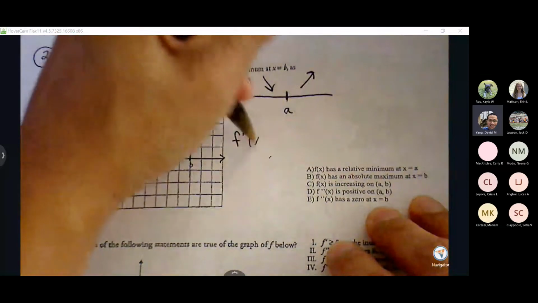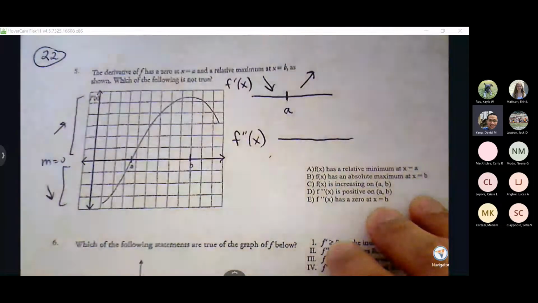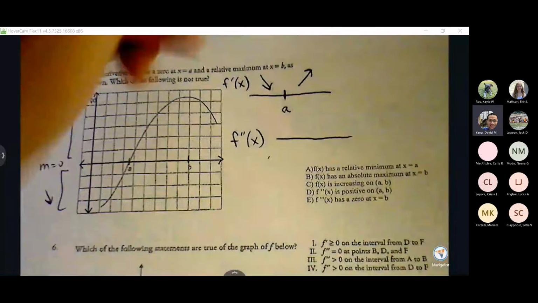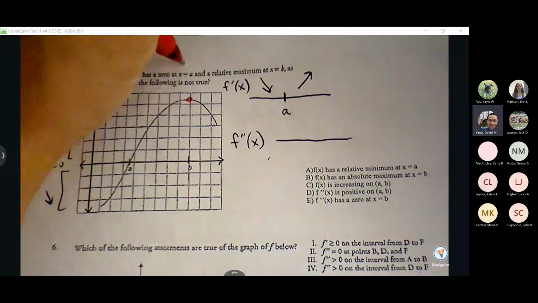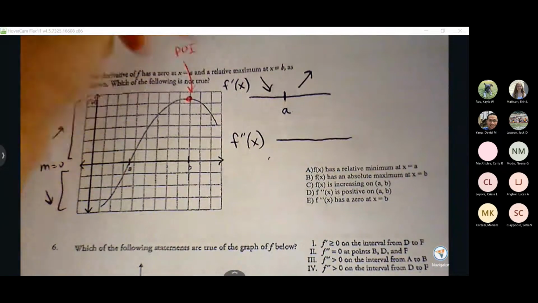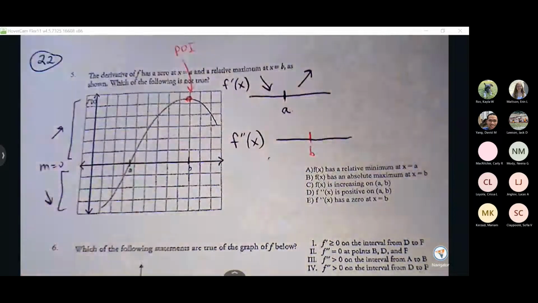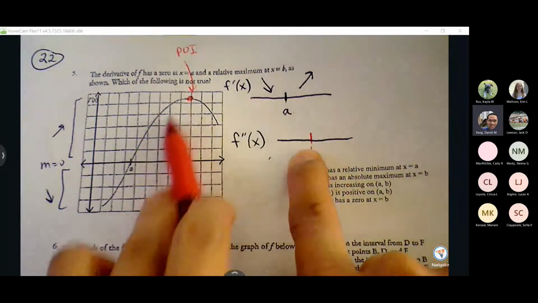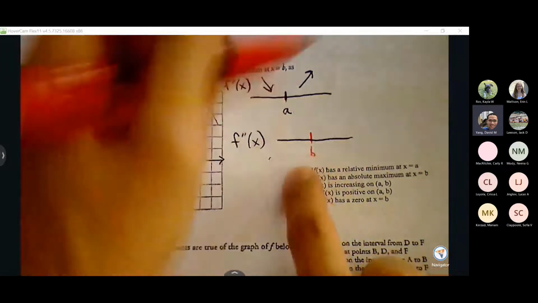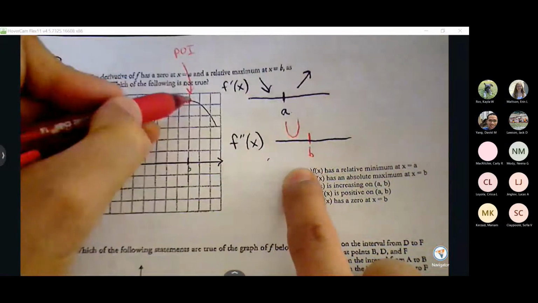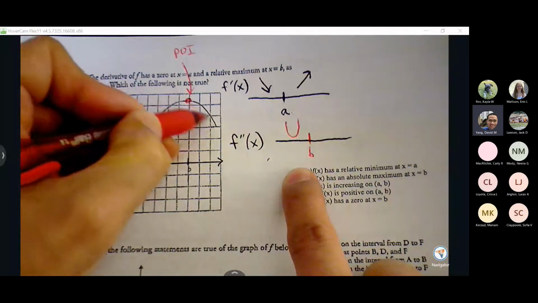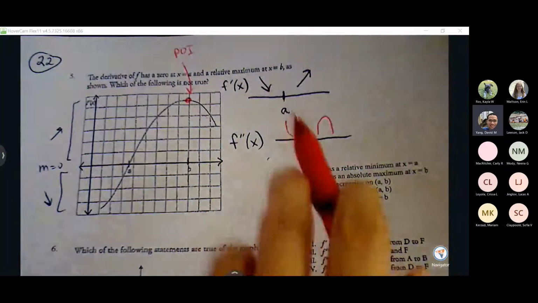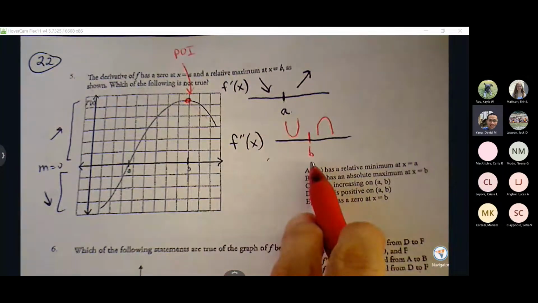For the second derivative sign line, we look at the peaks and valleys. There is no valley, there's only a peak. So we know that there is a POI here. And we look at the slope, right? Positive slope on the derivative graph means concave up on the original graph. Negative slope on the derivative graph means a negative concavity for the second derivative. Okay, so relative minimum at A, a point of inflection at B.